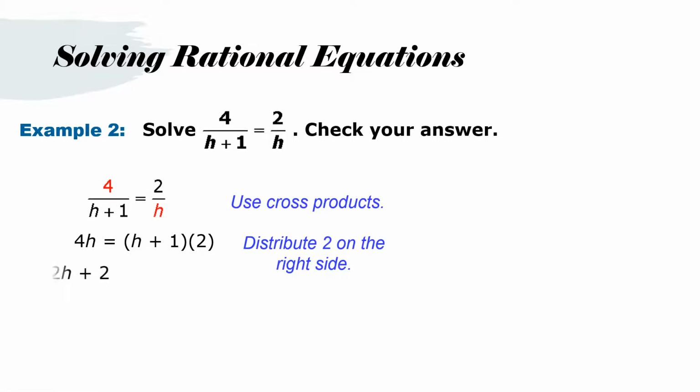So, we have 4h equals, and then 2 times h is 2h, 2 times 1 is 2. Then, subtract 2h from both sides. So, 4h minus 2h, the answer is 2h. Then 2h plus 2 minus 2h, the answer is 2.